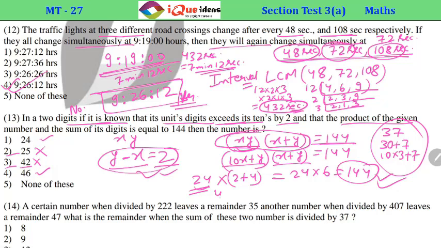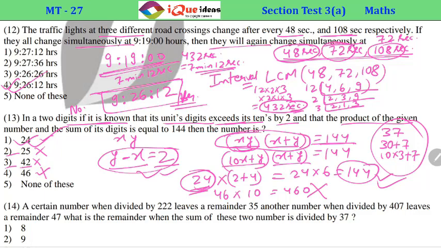What about 46? 46 into 4 plus 6, which is 10, is 460. This is not equal to 144, so this is wrong. That means 24 satisfies both the conditions, 46 does not satisfy. So 24 is the correct answer. So in such questions, obviously you must use the options to check the correctness of it.